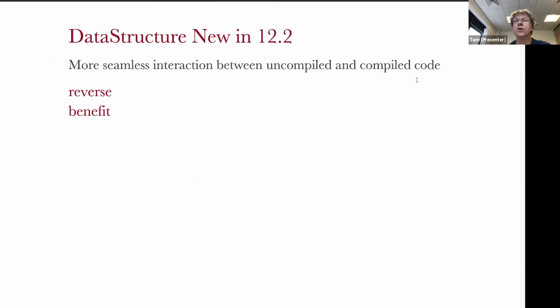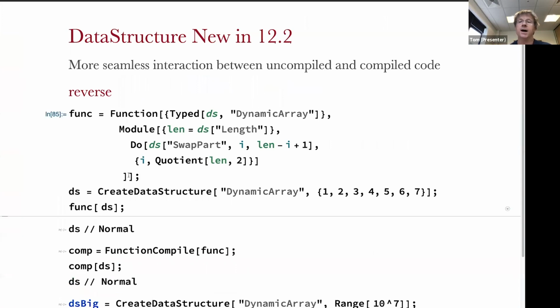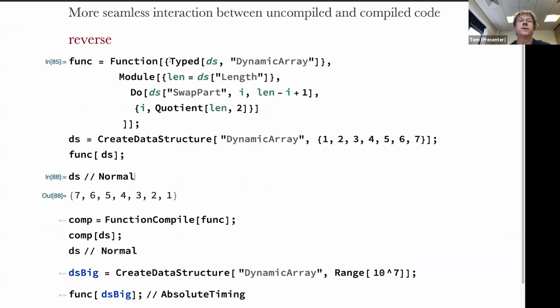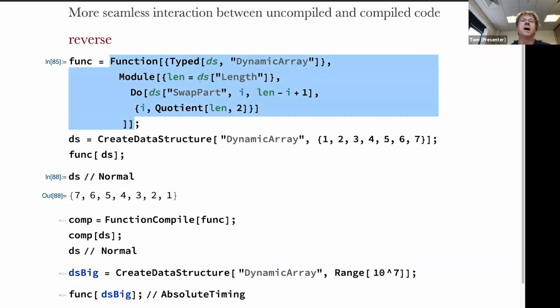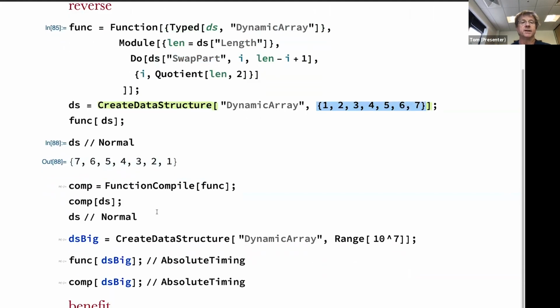So what's new in 12.2 is to add more seamless integration between uncompiled and compiled code. Here, for example, I've written some code: a function that takes a dynamic array and reverses it. There's a swap part operation on the dynamic array, and you can see that it's reversed.